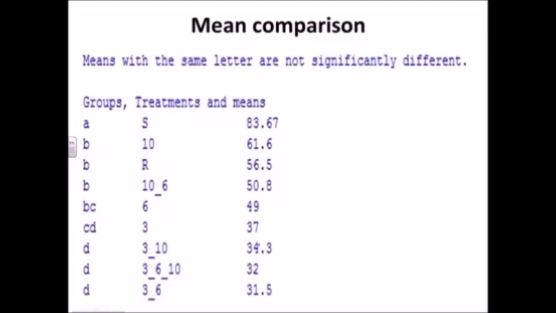And so what we see is that our susceptible checks have very high AUDPC. When we add just 10, it's significantly lower, equal to our resistant check. 10 and 6, numerically lower but not statistically. 6 alone, numerically lower but not statistically. 3 is statistically better than our resistant check. 3 and 10, better yet. 3, 6, and 10. 3 and 6.